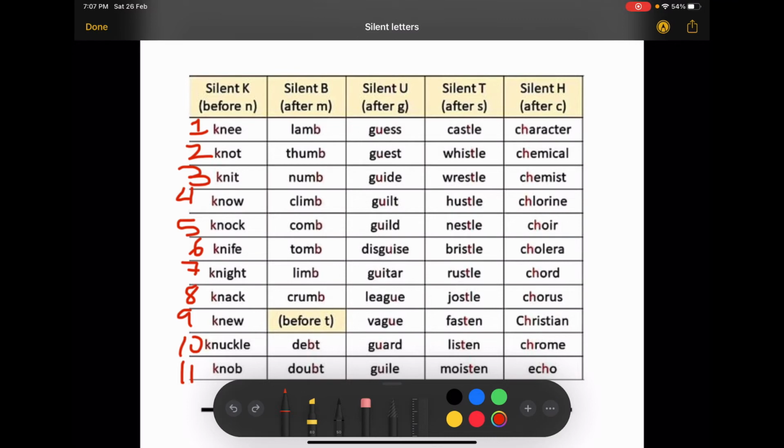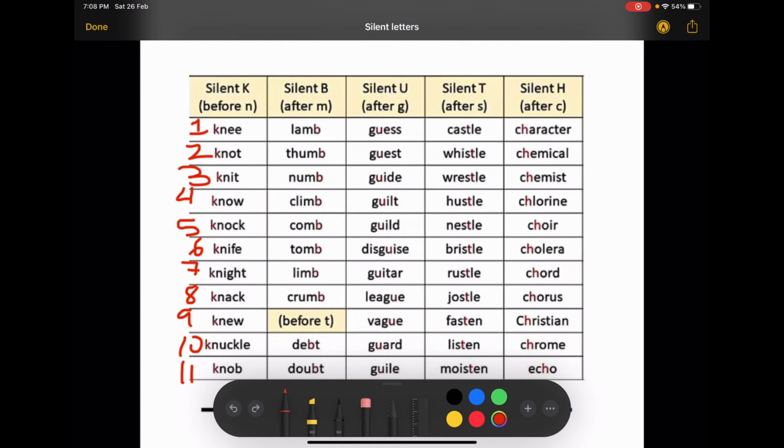The first word we have is guess, and you don't pronounce the U, you just pronounce it as G-E-S-S and not G-U-E-S-S. But when you write it, G-U-E-S-S. So the second word we have is guest. You pronounce it as G-E-S-T, guest. The third word we have is guide.